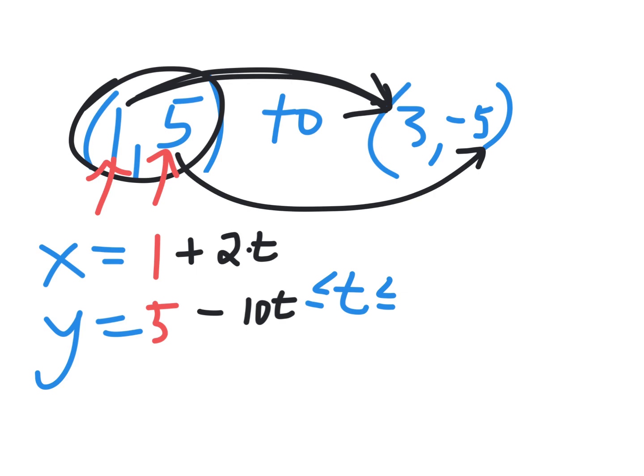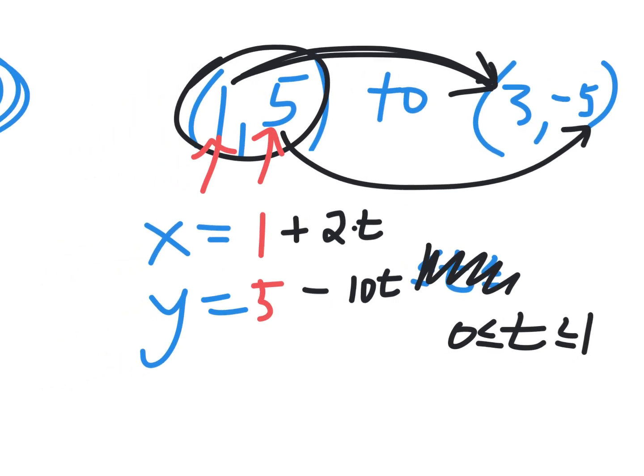And now I need my t limiter. It kind of got scrunched for space, so I'm going to move it over here. Always go between 0 and 1 if you're doing it this way. And then always check yourself before you wreck yourself.